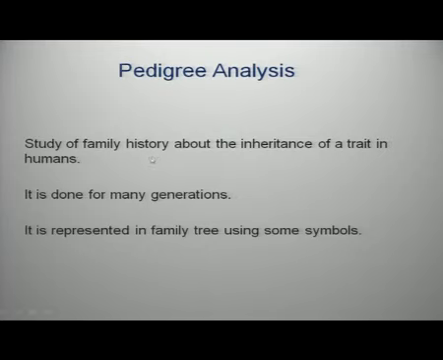We have to visit the families, related families, members, and collect the data of a particular trait, how it is inherited, how it is moving to the progenies in different generations. So, it is done in many generations, not only in one generation. We have to collect a lot of data, then we will come to the conclusion, and it can be represented in the form of a family tree with so many branches using some of the symbols.